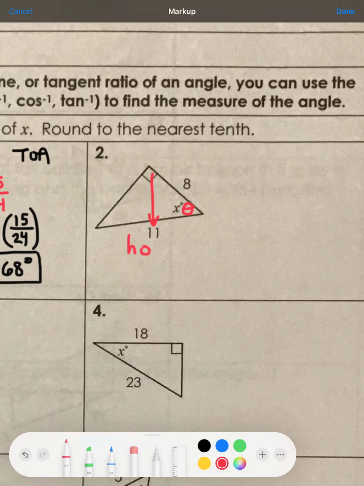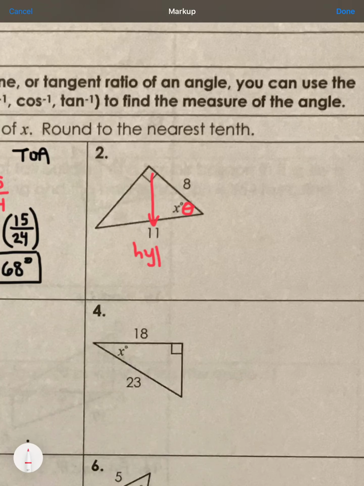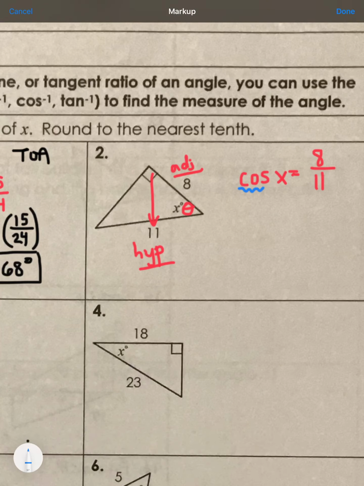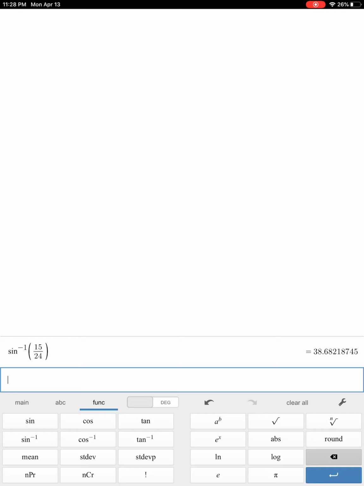So if we look at number 2, we have our theta. We have the side across from the right angle, so that is our hypotenuse. We do not have the opposite side, we have adjacent. So which trig function relates adjacent and hypotenuse? Well, that is the cosine. So cosine x equals 8 over 11. Now, because we're trying to find an angle, we need to get rid of the cosine. To do that, you do the inverse cosine, so cosine to the negative first, of 8 divided by 11.